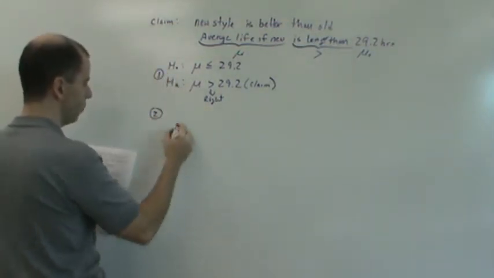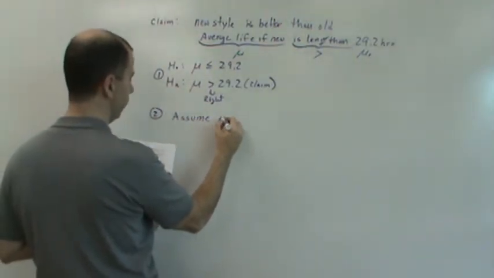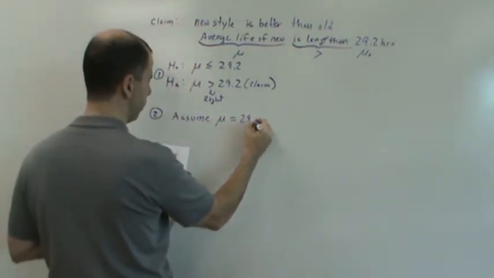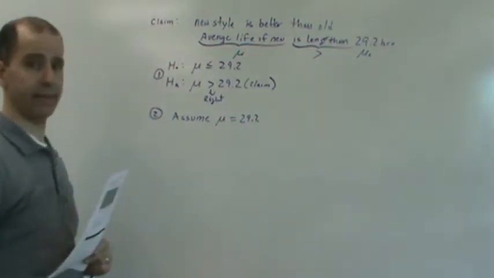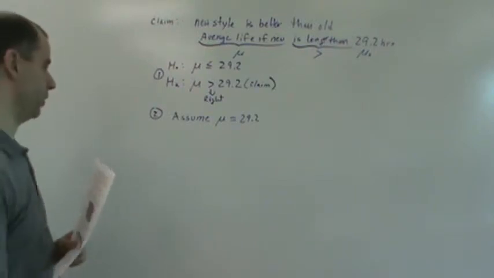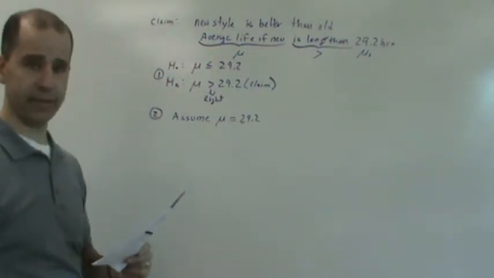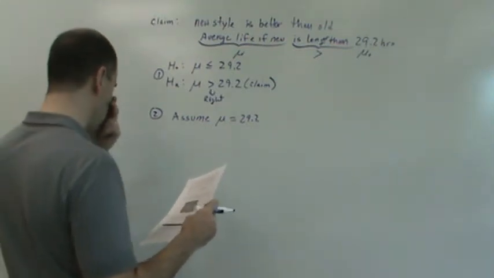Okay. So step one. Step two, we're going to assume the null is true. So we're going to assume that mu is equal to 29.2. No change. We're saying that there's no change going from the old to the new. So we're going to assume that the average life of these batteries are the same.